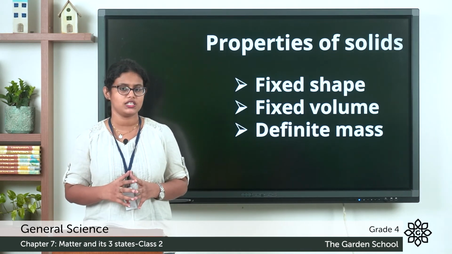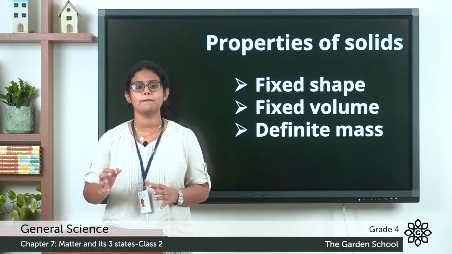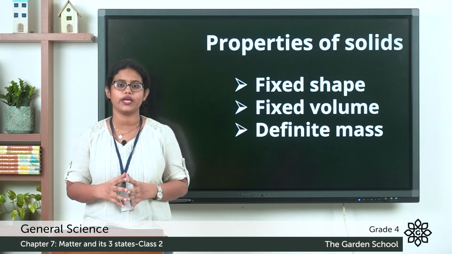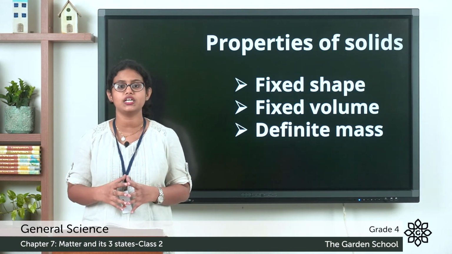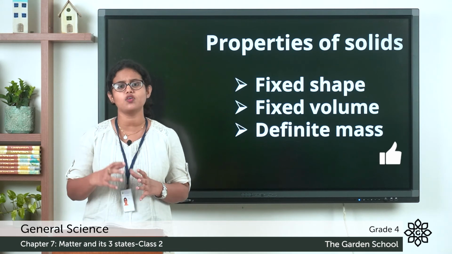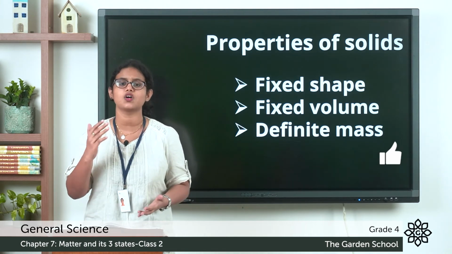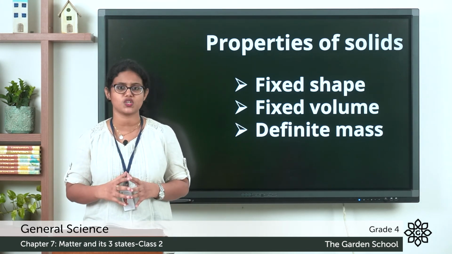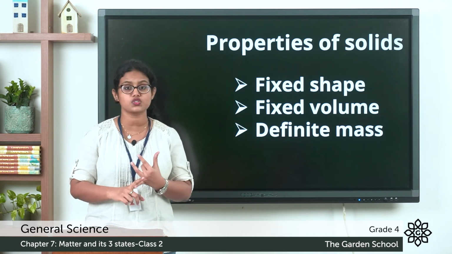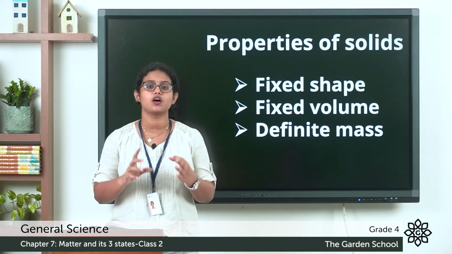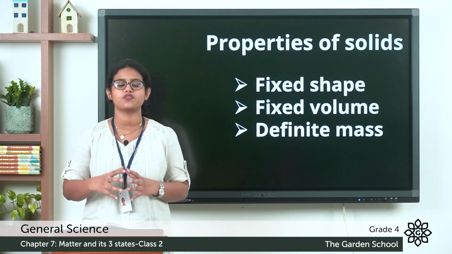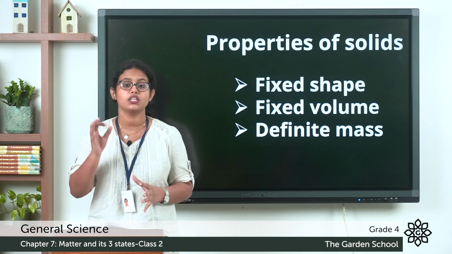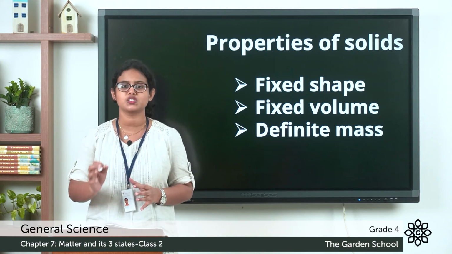The last property is definite mass. Solids have definite mass, which means they have weight, and mass is measured in kilograms. A small amount of mass is measured in grams or milligrams. So which are the three properties of solids? The first one is fixed shape, then fixed volume, and a fixed or definite mass. These are some of the properties of solids. So this is about the first state of matter, that is solids.